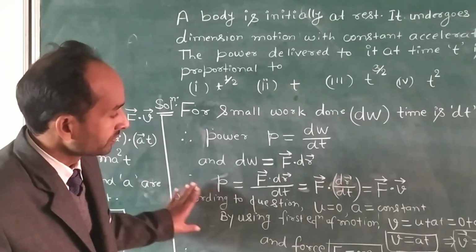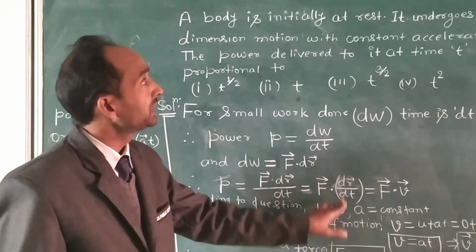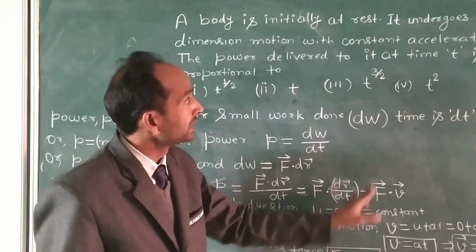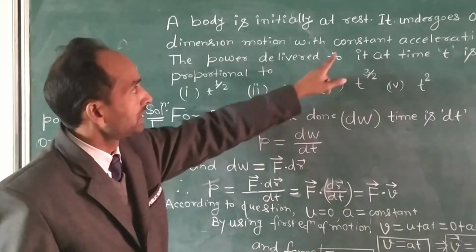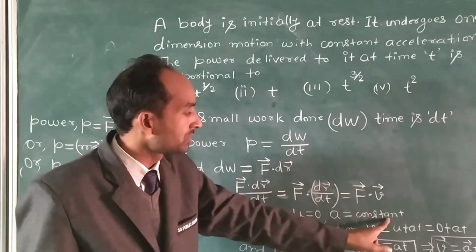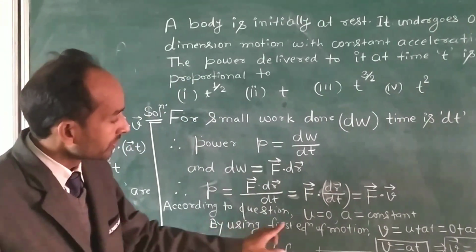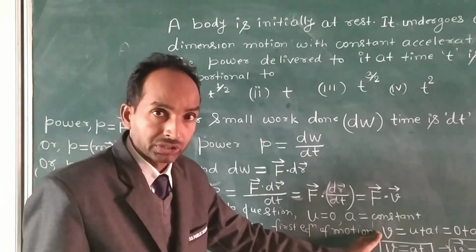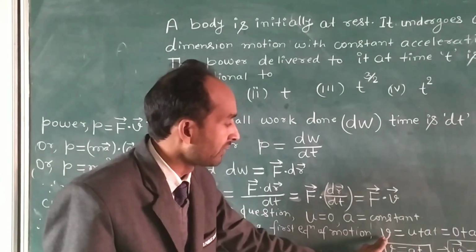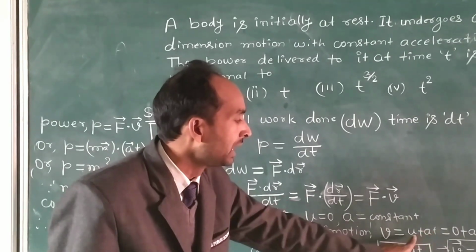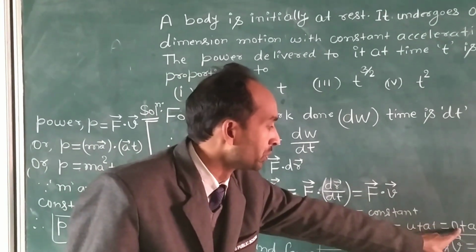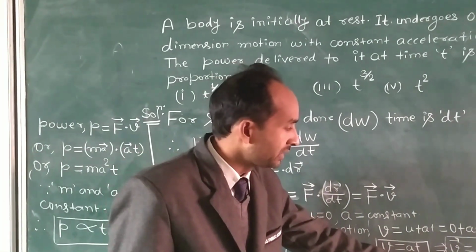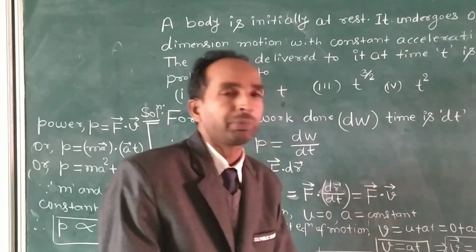In the question, it is given that the body is initially at rest, so the initial velocity u becomes 0, and the acceleration is constant, so a is constant. Since u is given and a is given, we can find the final velocity using the first equation of motion: v equals u plus at. In place of u we put 0, so v equals at. In vector form, it can be written as v vector equals a vector into t, because time t is a scalar quantity.